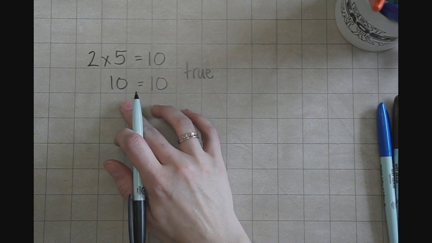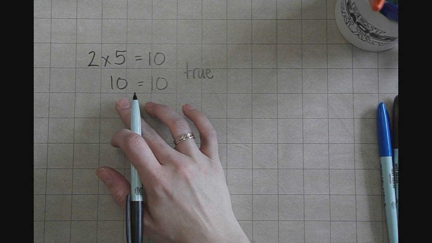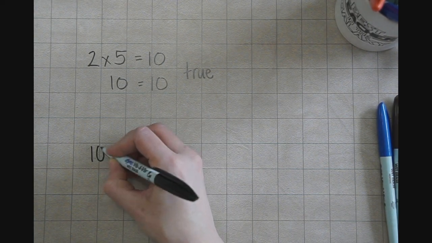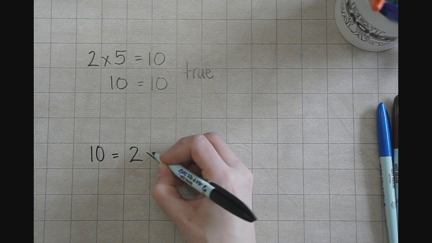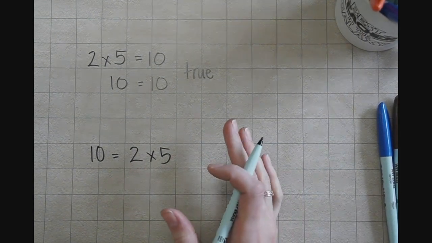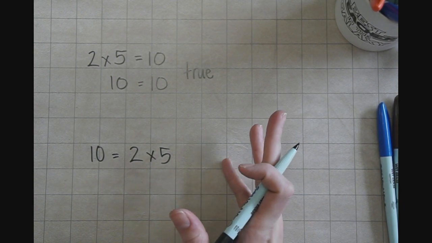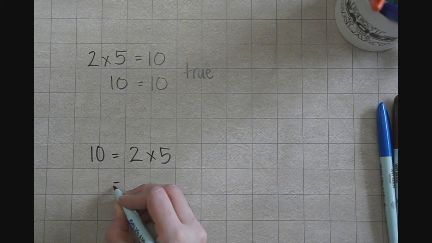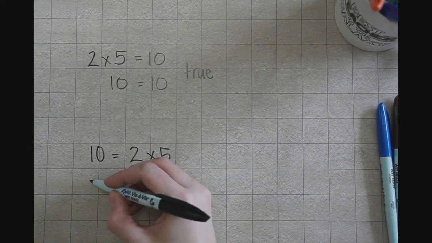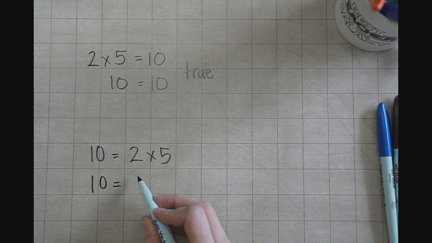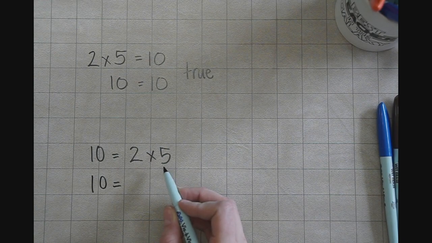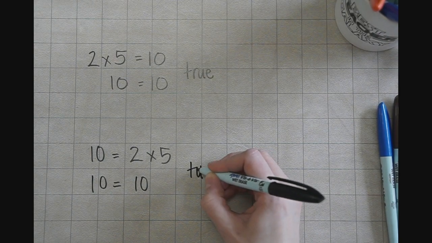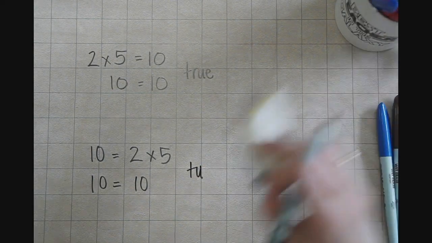But the equal sign just means that both sides have to be balanced. So you could write this equation like this. 10 equals 2 times 5. Now I'm sure that looks backwards to a lot of you because it's not the way we're used to writing it in school. But it is still true because both sides are balanced. This side still equals 10. And this side, 2 groups of 5 or double the 5, that is still 10. True.